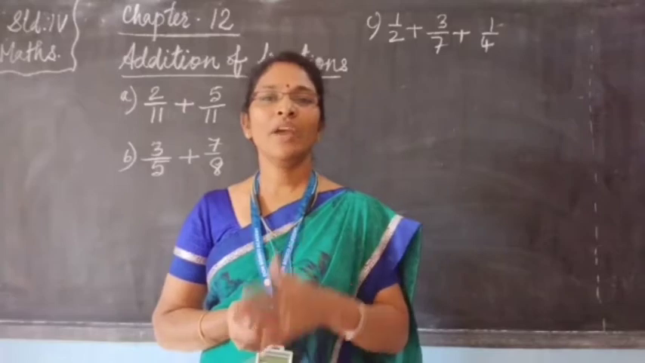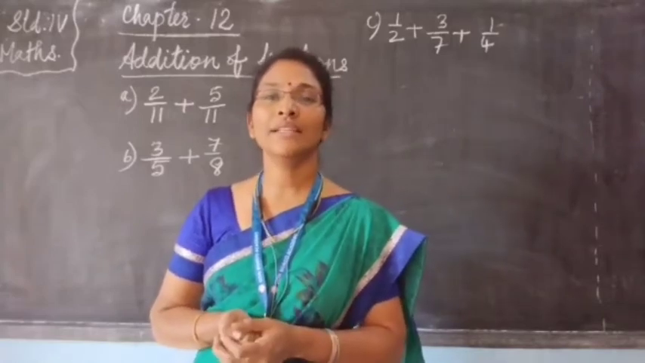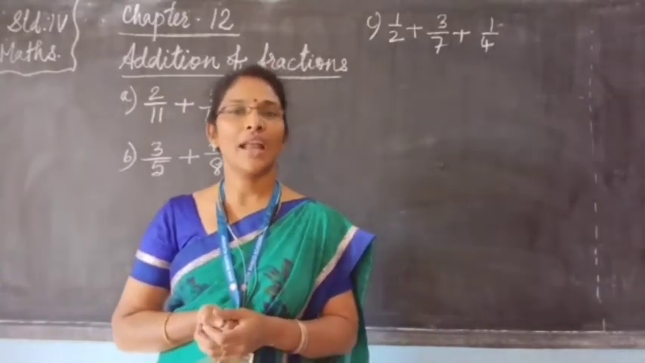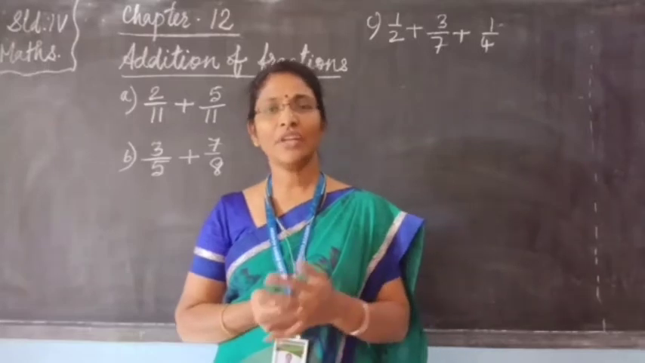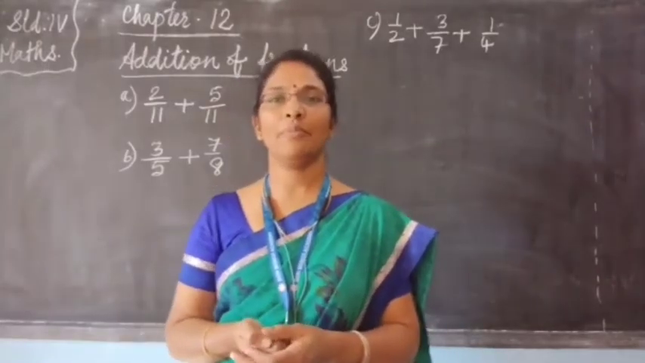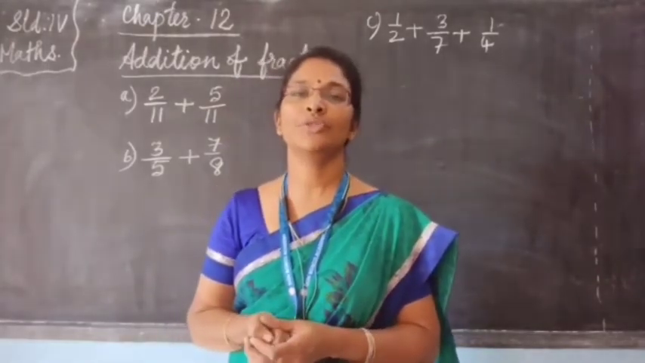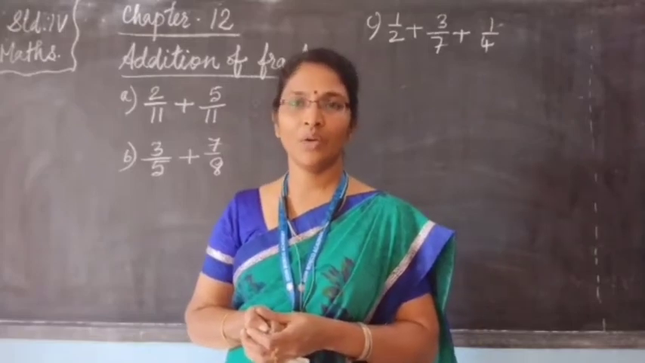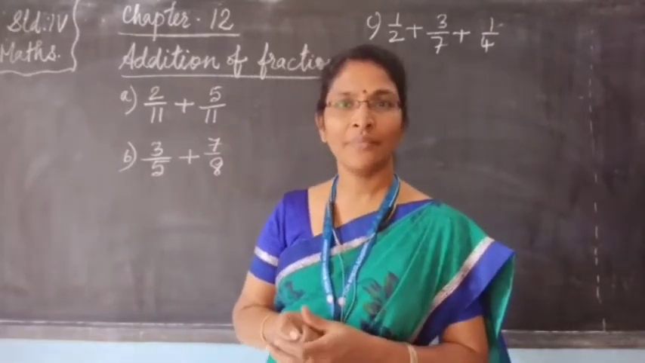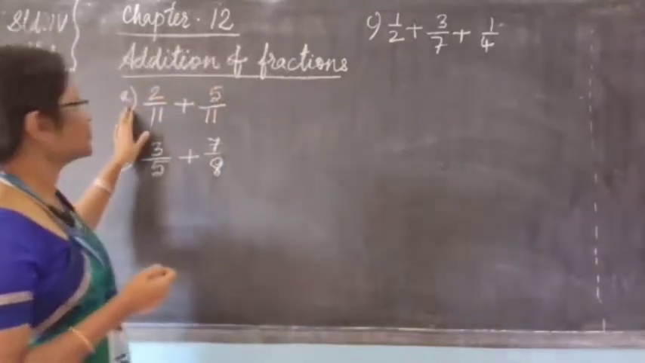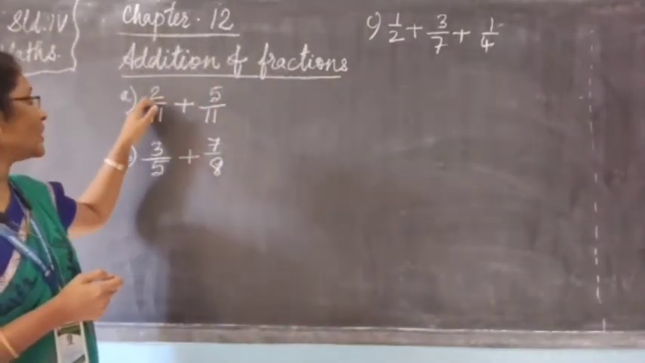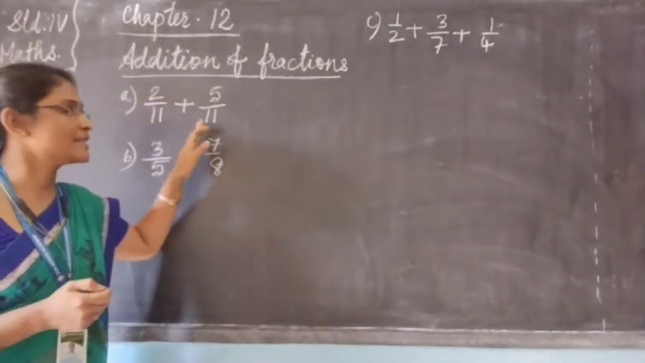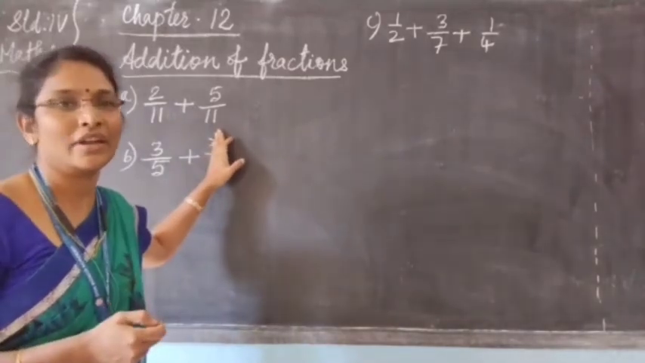Okay. Now, what we are going to learn that is new is addition of unlike fractions. If the denominators are not the same, how are we going to add them? Okay. Then shall we start? First question you can see here, 2 by 11 plus 5 by 11.